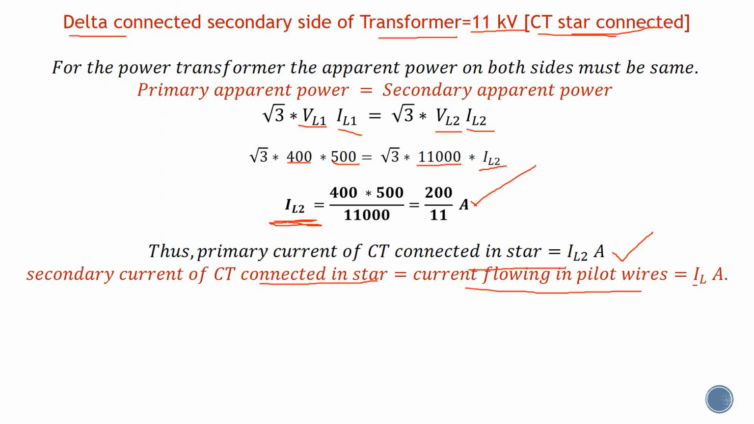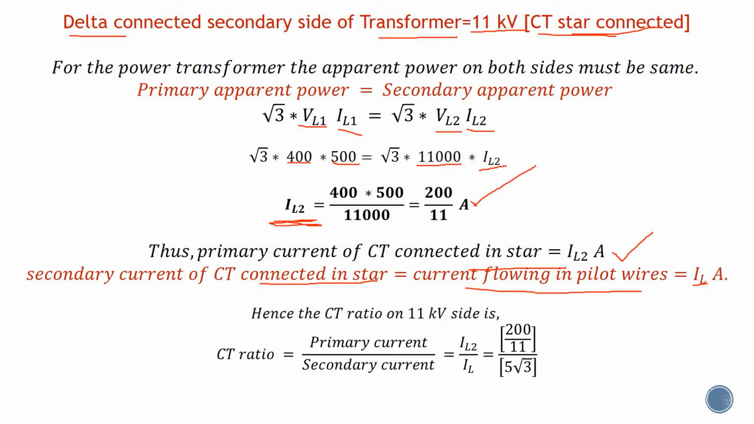Therefore, we can calculate the CT ratio. CT ratio is calculated as primary current divided by the secondary current. This is your primary current of 11 kV side, and the secondary current of 11 kV side is actually the current flowing in your pilot wires. Therefore, dividing the two, we will obtain the CT ratio as 40 by 11 root 3.